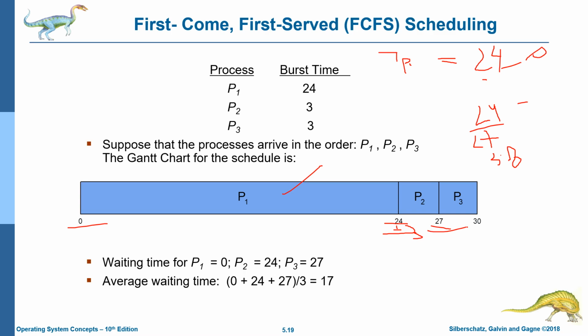After calculating these, we will calculate the average waiting time and the average turnaround time. As you can see, the waiting time for P1 is 0, P2 is 24, P3 is 27, and the average waiting time can be calculated by the sum of the P1, P2, P3 waiting times divided by the total number of processes. So we add 0, 24, 27, and divide by the total processes, which is 3. So we get 17.